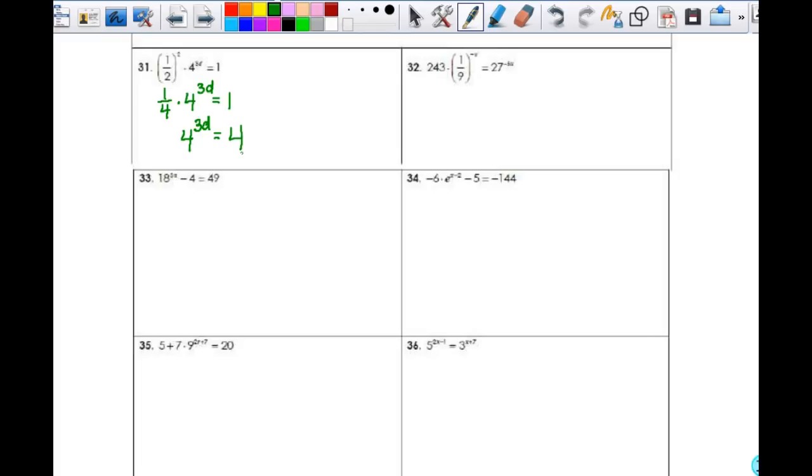And then I have common bases. The exponent I have here that we don't really write, but we know what it is, is 1. I mean, you can write it in there if you want, it's fine. So what that means here then is, since I have a single exponential on either side, I can use the one-to-one property. So 3d equals 1, which means d equals 1/3.